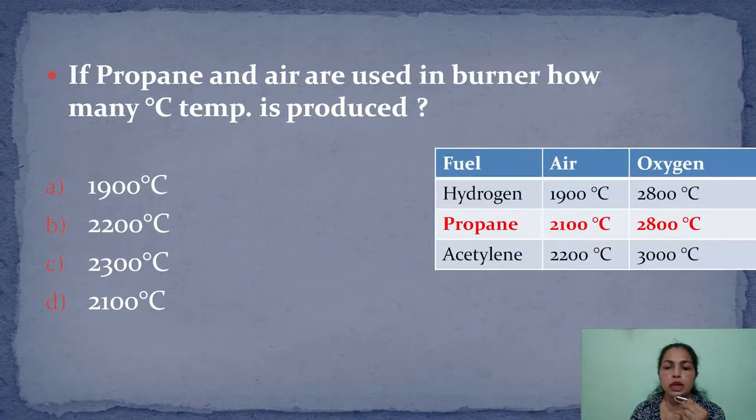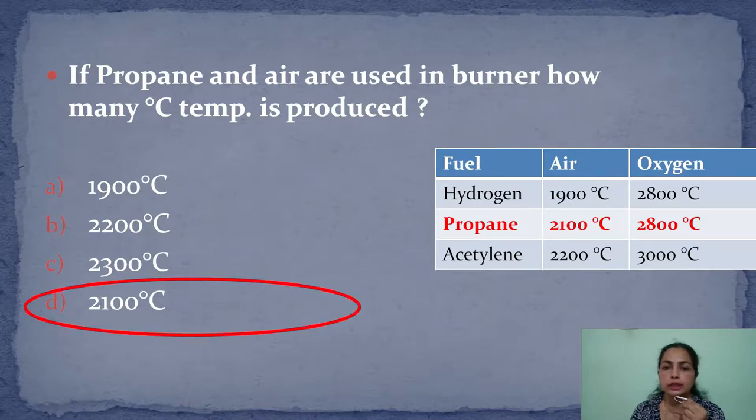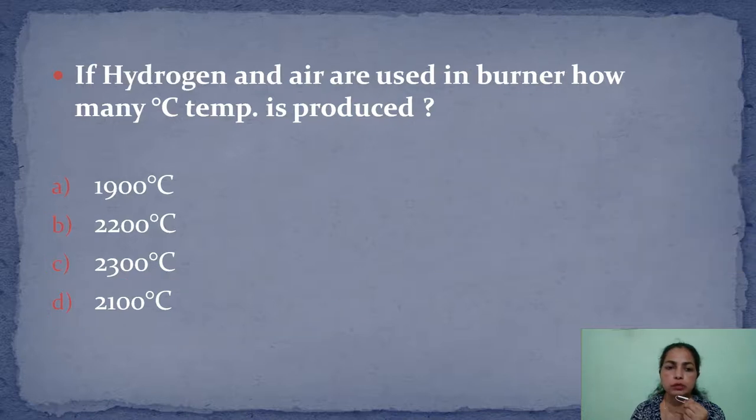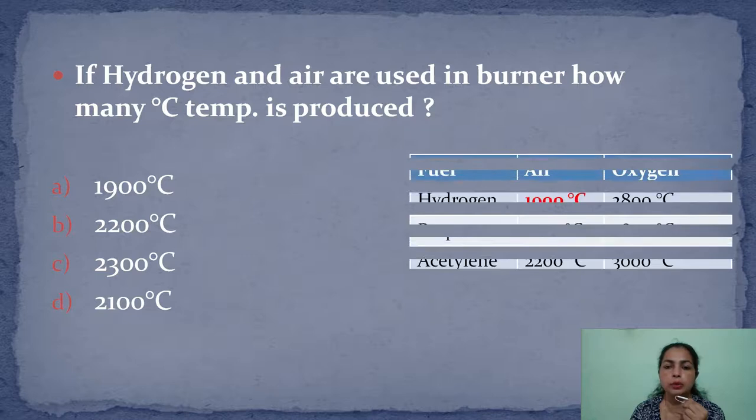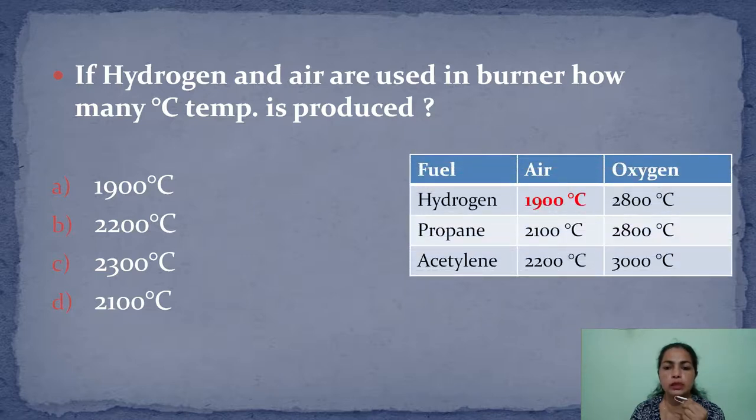So this is the chart for various fuels and the presence of air and oxygen along with it. Propane helps us to achieve 21 degree centigrade temperature. It is a memory based question. Then similarly, if we are using hydrogen and air in the burner, how many degrees of temperature can be produced? The answer is 1900 degrees centigrade can be produced with the use of hydrogen and air.